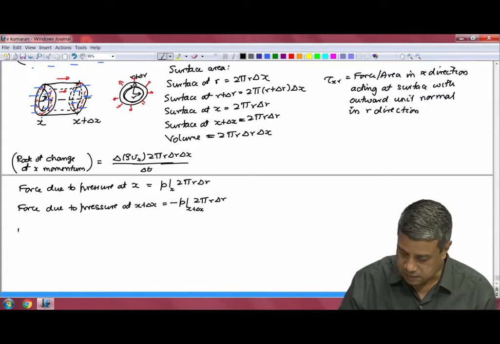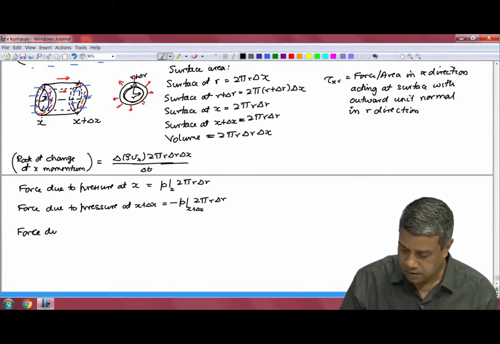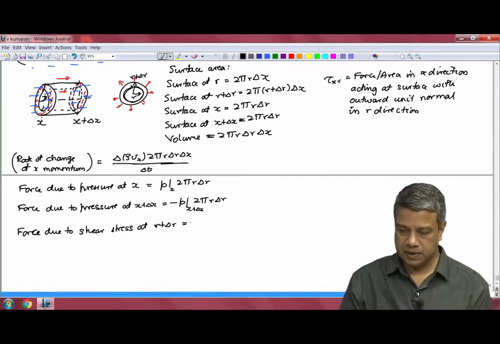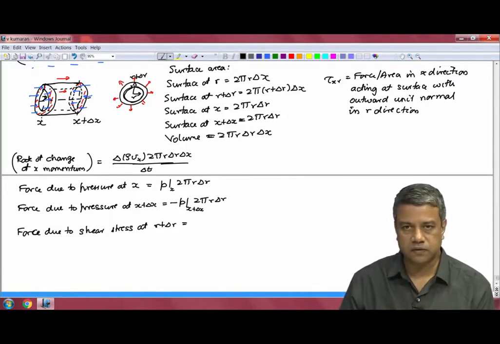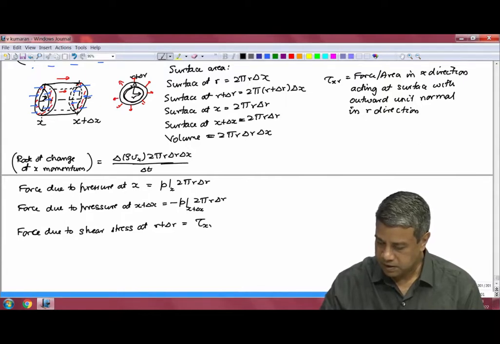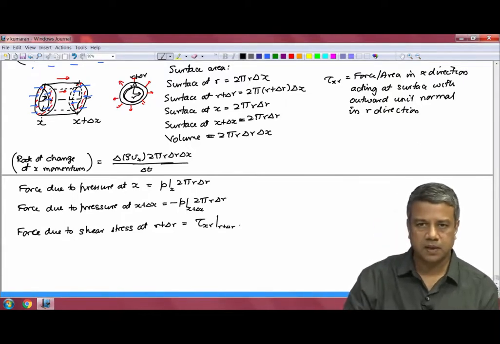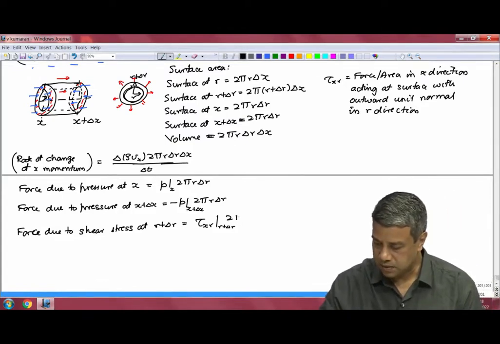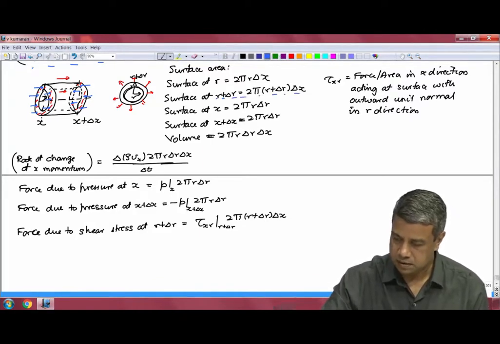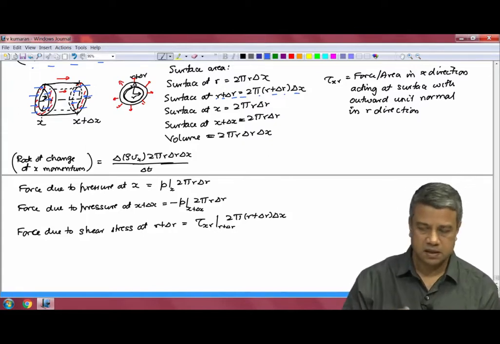Therefore, the force due to shear stress at the surface at r plus delta r is equal to tau x r at r plus delta r, into the surface area, that is 2 pi into r plus delta r times delta x: the circumference times the axial distance.